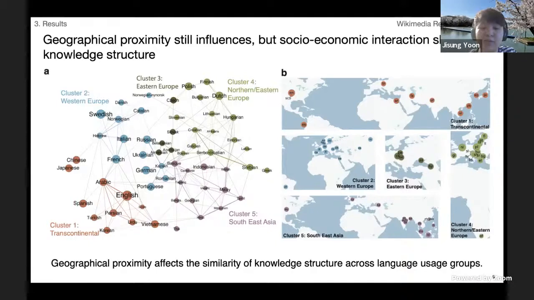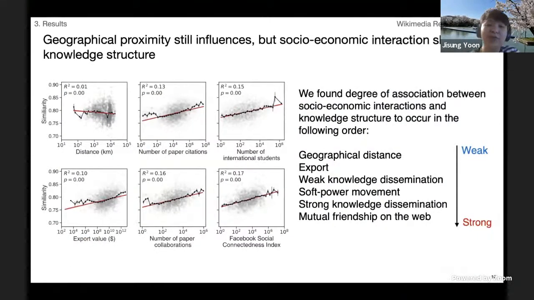So this means that geographical proximity affects the similarity of the knowledge structure across language user groups. But if we go to the result of cluster 1, the geographic distance is a little bit tricky because they span all around the world. This means that geographic property still matters, but another interaction shapes the knowledge structures. And that resulted in further analysis on this.